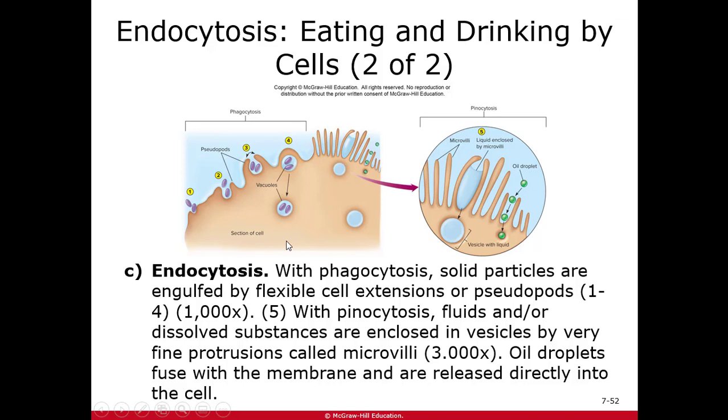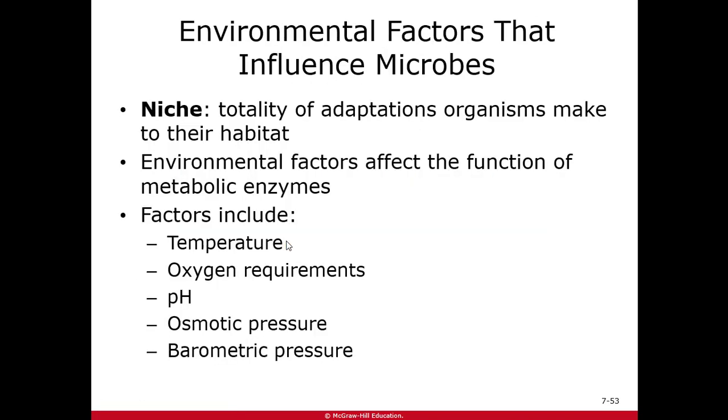Now, other than various elements, they have to regulate what goes in and out of the cell, and where an organism lives and what kind of environment it likes is going to be different from each other. The type of environment they prefer is considered its niche.